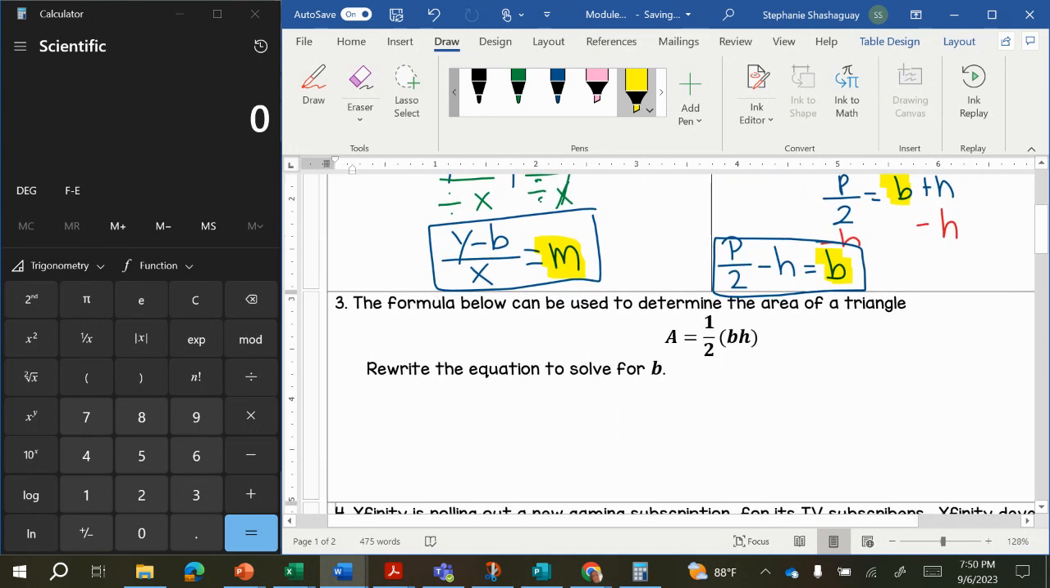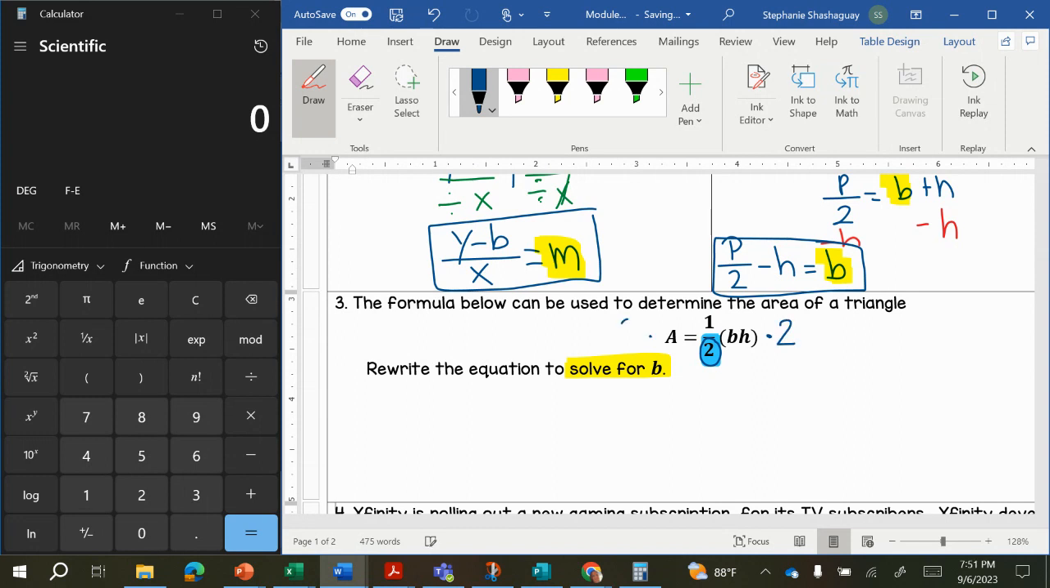All right, we have one more literal equation, and that is the formula below can be used to determine the area of a triangle. So we have our formula, a equals 1/2 of b times h, or base times height. We need to rewrite the equation to solve for b. Now there's nothing to add or subtract here yet again, but we do have this 2 here in the denominator. We have a fraction of 1/2. So how can we get rid of a fraction of 1/2? Well, we have to multiply by what's in the denominator. So we're going to multiply by 2 on both sides. So now I have 2 multiplied by a, and now that's going to equal b multiplied to h, because 1/2 times 2 cancels out to become 1. And so I am left with 2a equals bh.